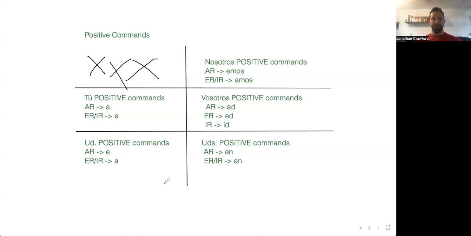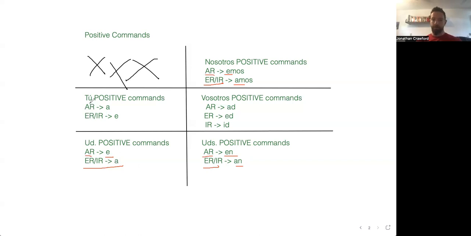And so basically, let me change my color here. These ones, you have a letter change. The A goes to an E, right? The ER and the IR goes to an A. Same thing with these ones. It's the exact same. The A goes to an E, the ER and the IR goes to an A. And the same thing with these ones. The A goes to an E, and the E and the I go to an A. So these are all essentially the same.